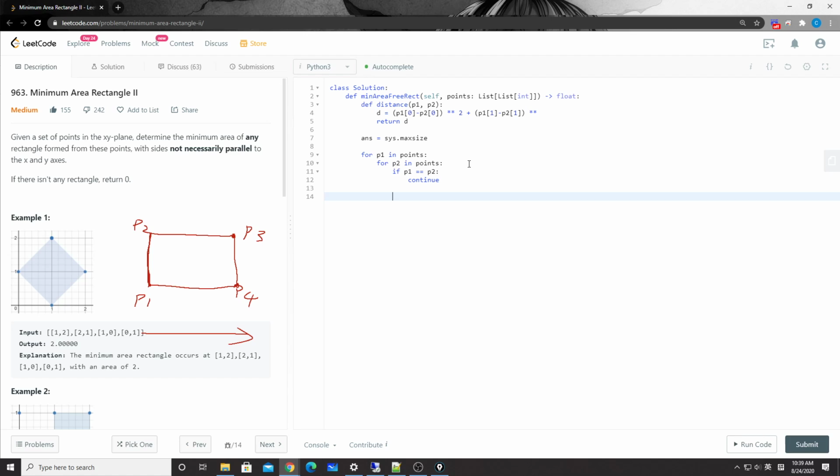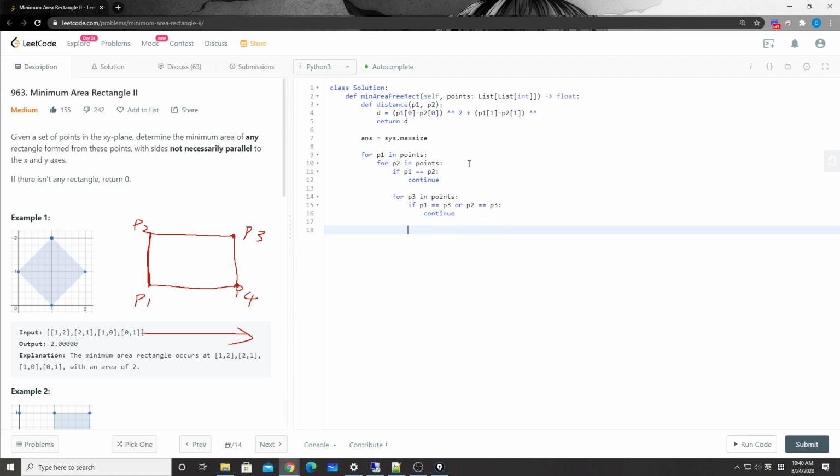So since now we have 2 points, let's find the third point. For P3 in points, first, if P1 equals P3 or P2 is equal to P3, we continue.